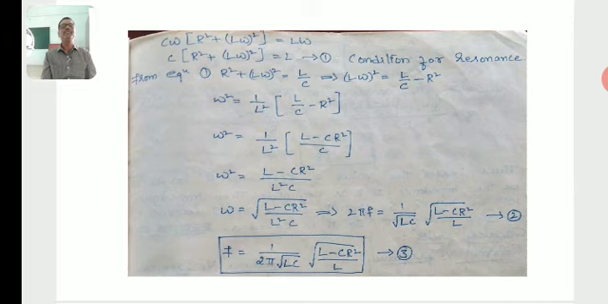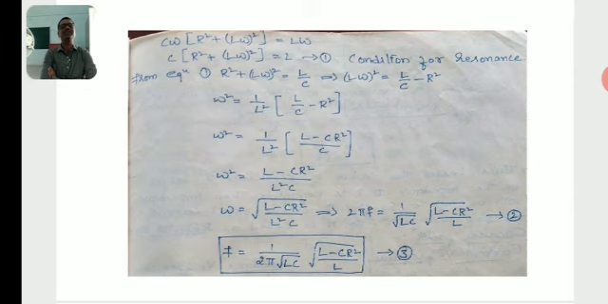So then omega square is equal to 1 by L square into (L by C minus R square). Further, omega square is equal to 1 by L square, take LCM, (L minus CR square) by C. Omega square is equal to (L minus CR square) by L square C.